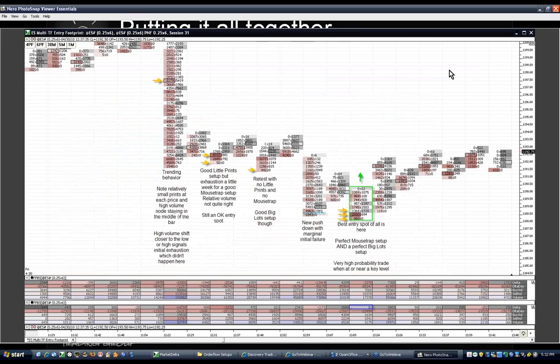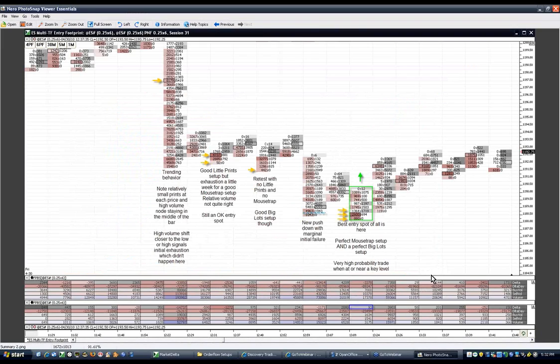This one I like, and I specifically did this because it had some losing trades on it, because I want you guys to see a little bit more of the negative here, so you understand how this stuff plays out.